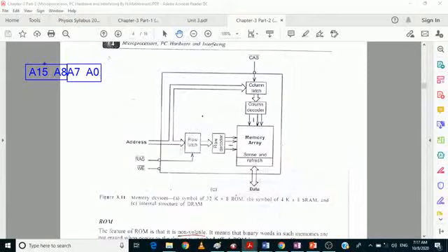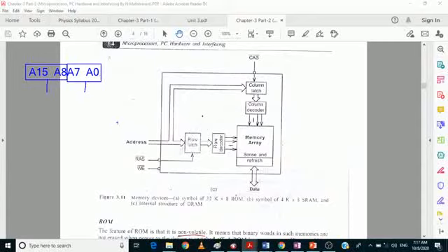The first half of the bus, the higher order address bus, is called the row address, and the second half of the bus, the lower order address bus, is called the column address.